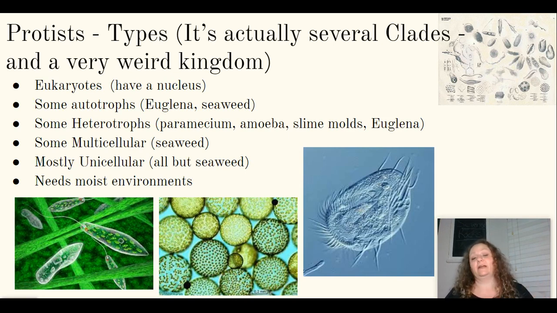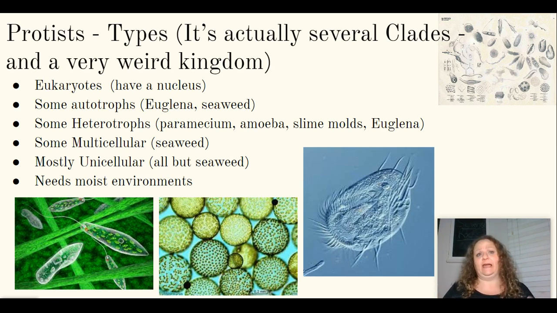All protists are eukaryotes. All of them have a nucleus. Some protists are autotrophs, like seaweed and euglenas. Some are heterotrophs, like the paramecium, the amoeba, the slime mold, and again, the euglena. It's a very, very odd protist. Some are multicellular, like seaweed. Some are unicellular. Actually, most of them are unicellular, everything except for the seaweed. But they all need a moist environment to survive.